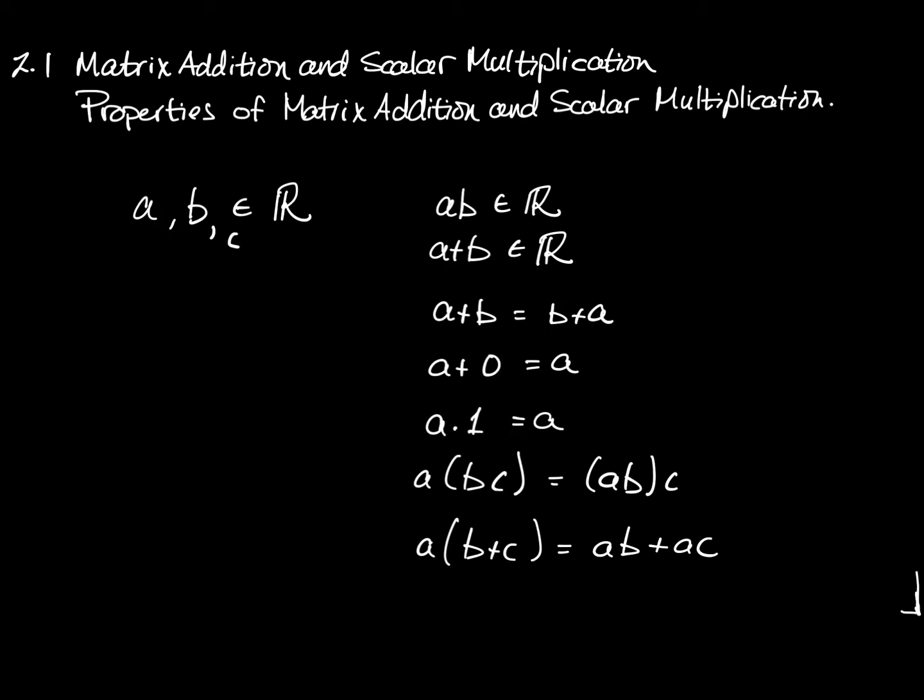What I've got on the screen here is properties of real numbers. We need not a list of properties of real numbers, but a list of properties of matrices, or specifically of matrix operations, matrix addition and scalar multiplication. So I'm going to erase this list of properties of real numbers and operations on real numbers and replace it with a list of properties of matrix addition and scalar multiplication.